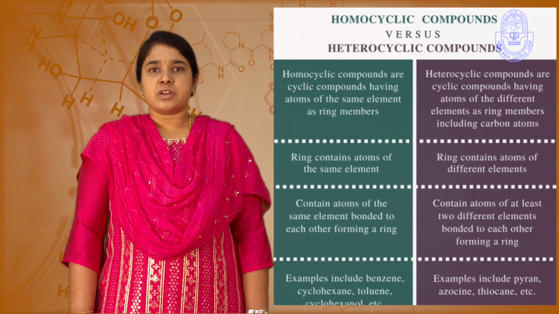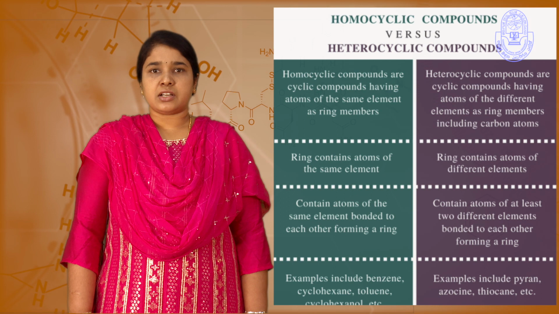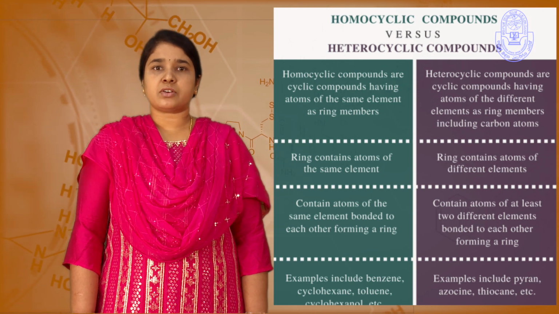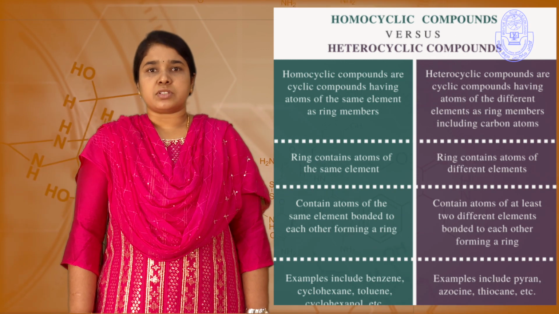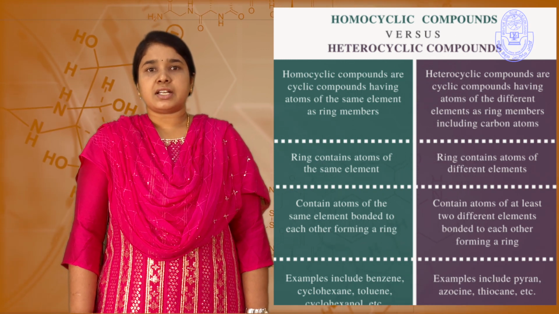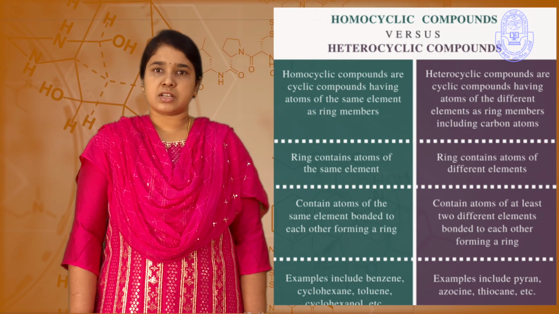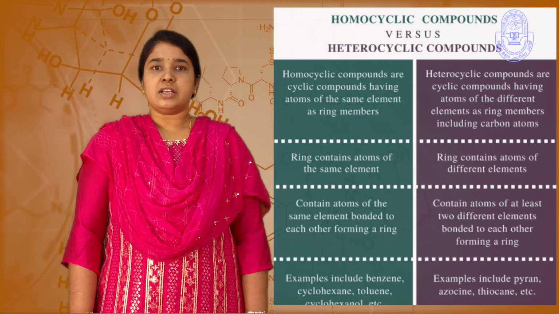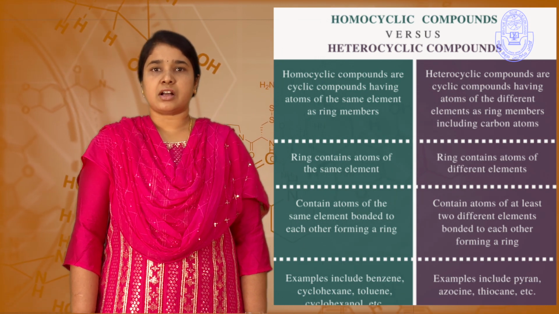Homocyclic compounds. If the ring structure contains only carbon atoms, these compounds are known as homocyclic compounds. Heterocyclic compounds. If the ring structure contains atoms other than carbon, for example nitrogen, oxygen, sulfur, etc., these compounds are known as heterocyclic compounds.